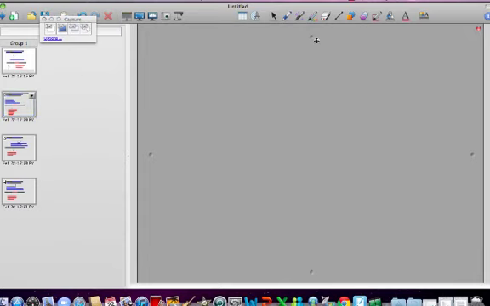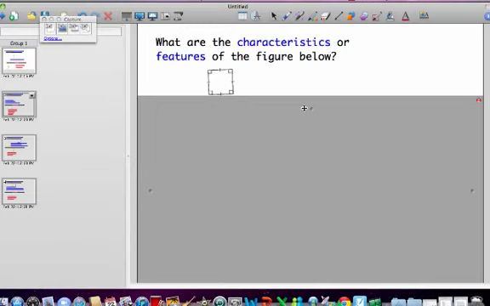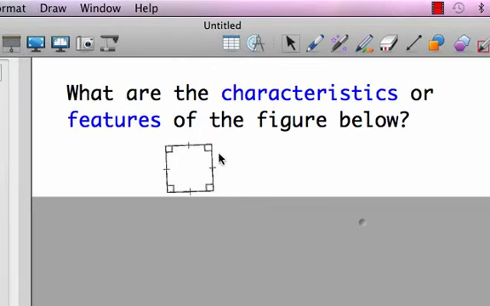Alright, same thing here. We're going to ask, what are the characteristics or features of the figure below? Now you're going to want to say the obvious thing that comes to your mind, but what are the features of it? Well, these in the corner here, those are all right angles, right? So one thing I would say is that there's four right angles here. Another thing that I would say is, looking at the sides, they're all congruent. They're all the same length, so they have four congruent sides.